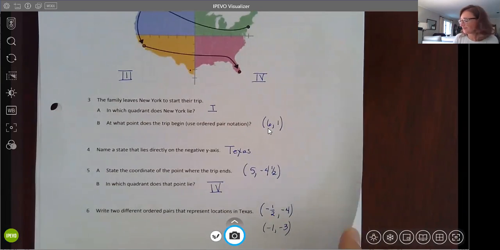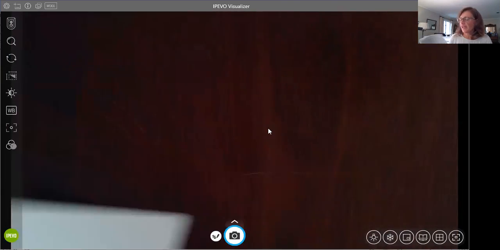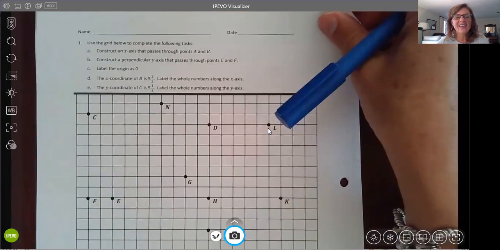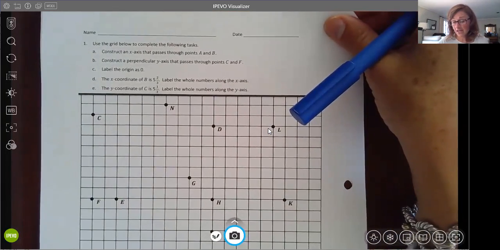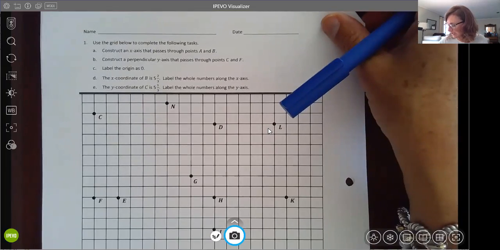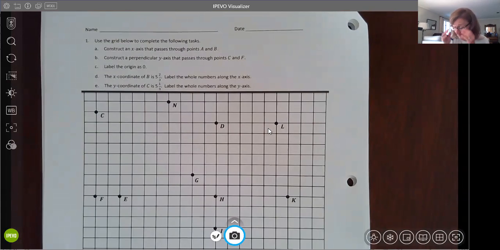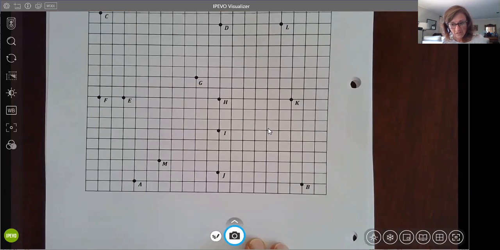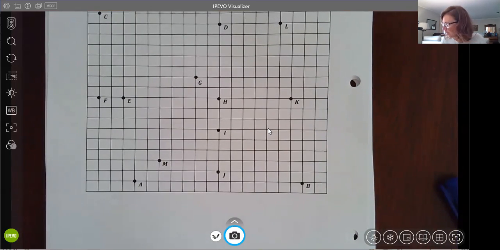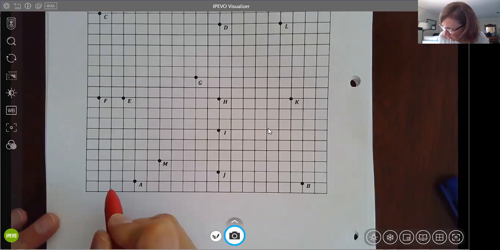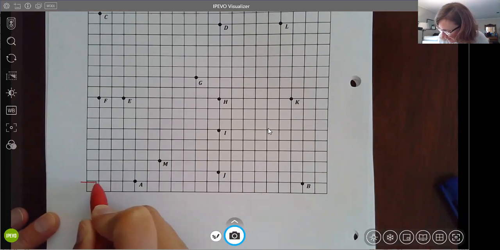All right, and the last bit. This one's a little bit tougher, and I usually put these ones as a bonus on tests. I like this page. I think it's very clever. And it deals with fractions, and that's what we just did. So this is perfect. All right, so let's follow the directions. It says construct an x-axis that passes through the points A, B. So do you see where AB is? We are going to make an x-axis that cuts through these.